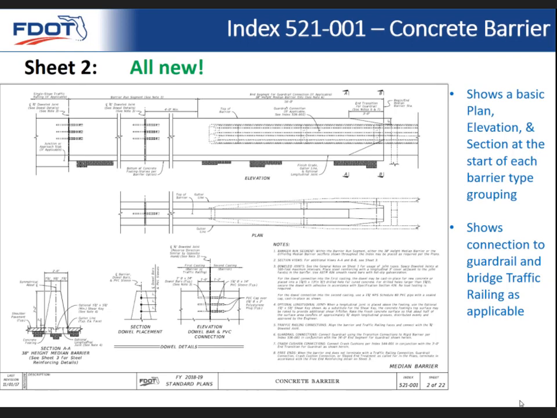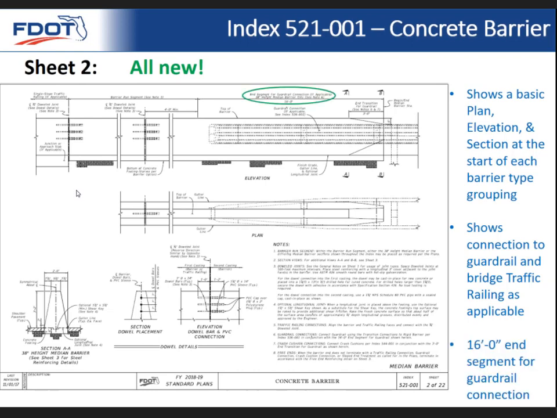So, okay, moving on to sheet 2 now. This is the first sheet in the median barrier grouping. So the sheets that immediately follow this are all median barriers and variations of median barriers. And so I like to start off each section with just a simple plan, elevation, and section to show the most basic type of median barrier, just so contractors can get their bearings. And then we show connection to guardrail, connection to traffic railing, wherever it's applicable, just as examples for the contractor.